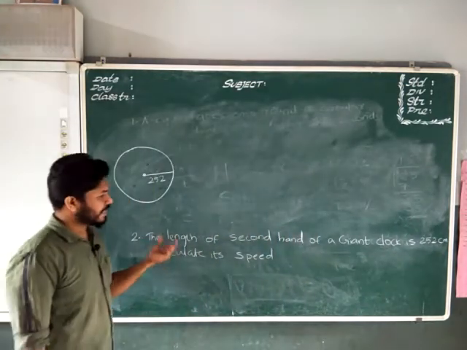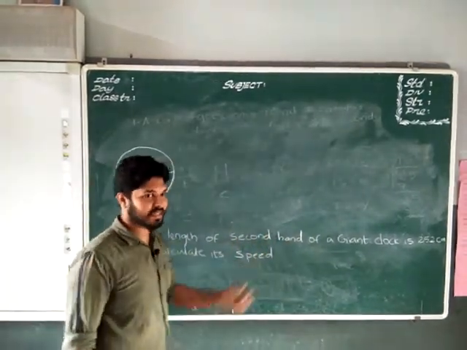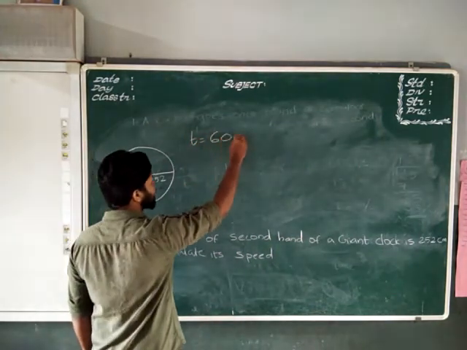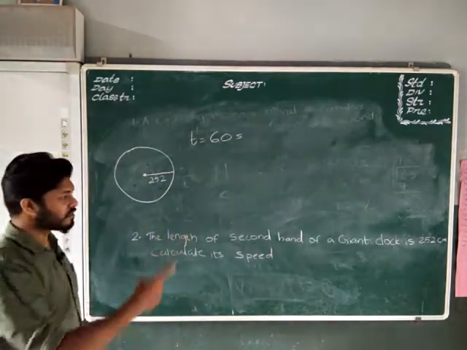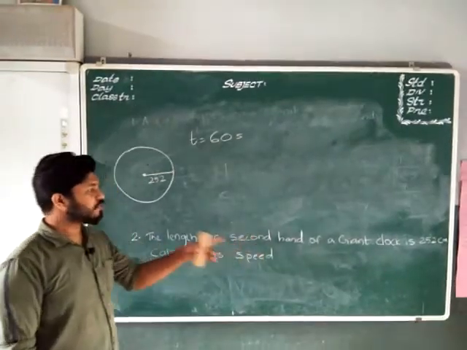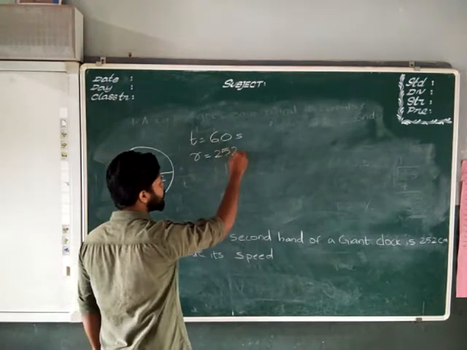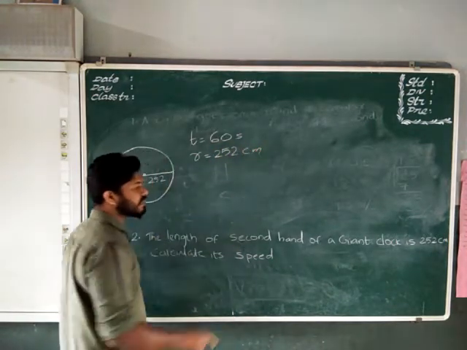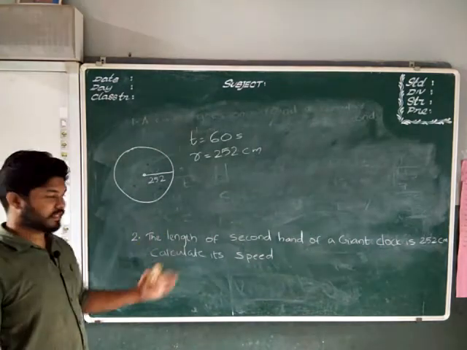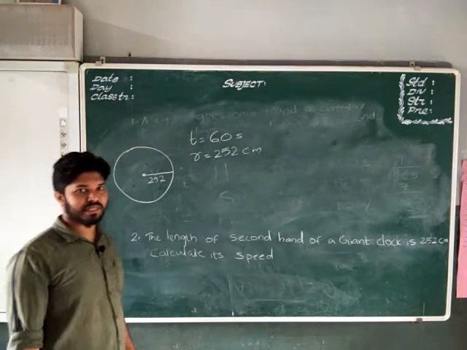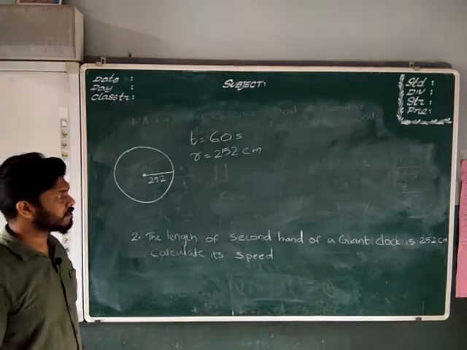So here is the question: the length of the second hand. Since it is the second hand, time is equal to 60 seconds. We know it takes 60 seconds to complete one round. The radius is 252 centimeter, given in centimeters, so let us write it in centimeters itself. Calculate its speed. This is the question.